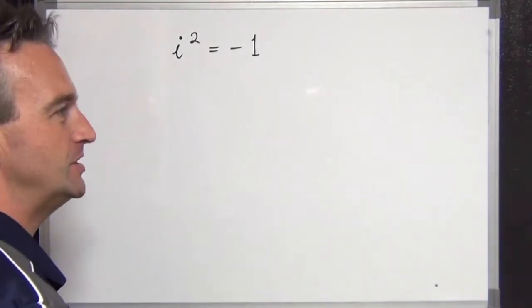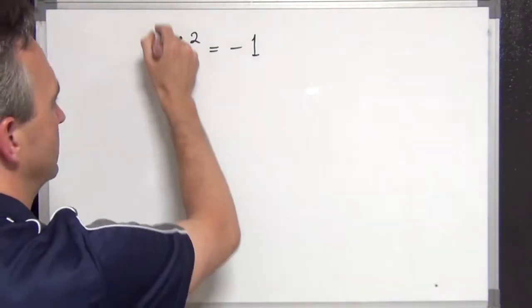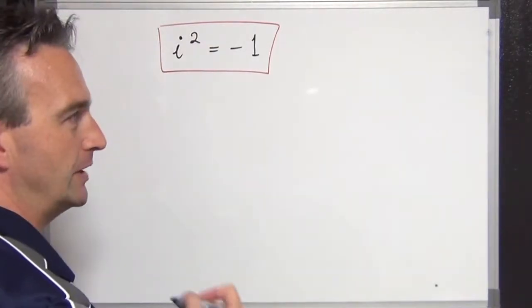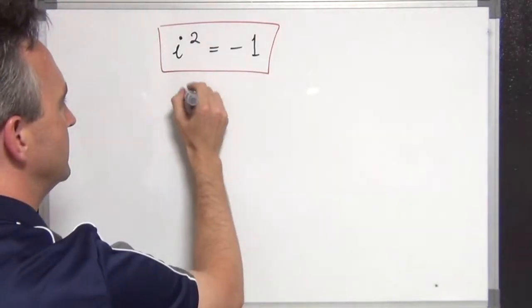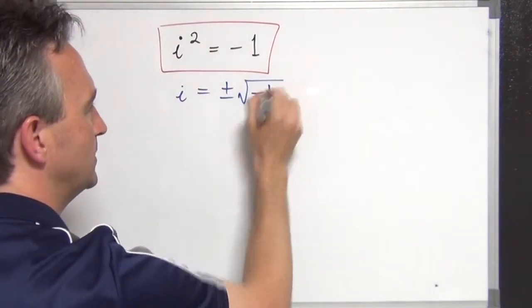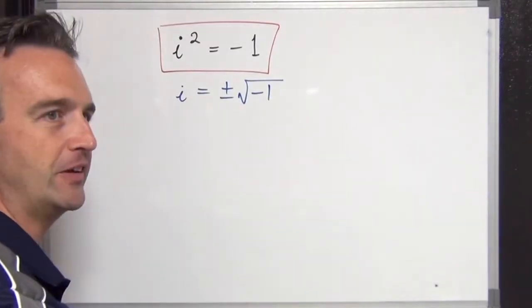So we're told that the definition of i is this. It is a number that when squared equals -1. So what is i exactly? Well, if we're going to solve for i, we'll just do this. Square rooting both sides, we're going to get plus or minus the square root of -1, right? Okay, so maybe i is some positive or negative value.